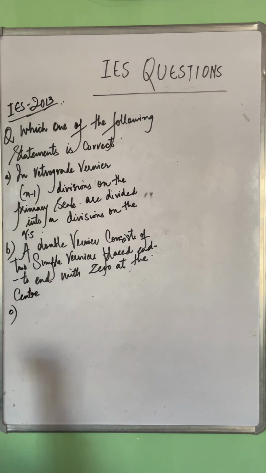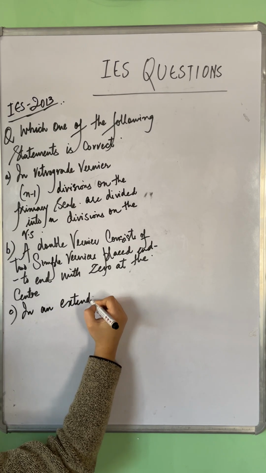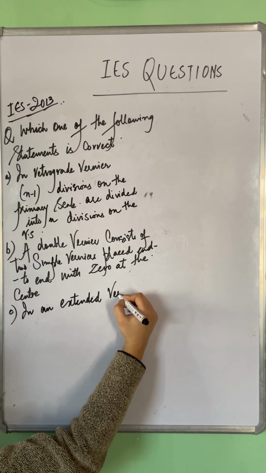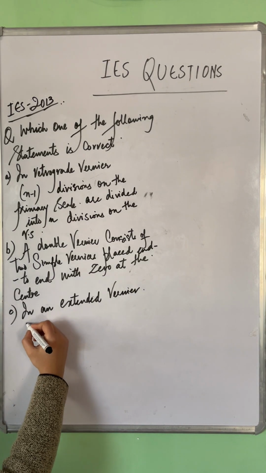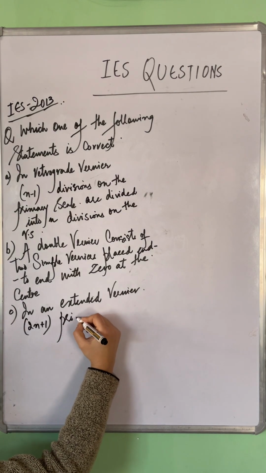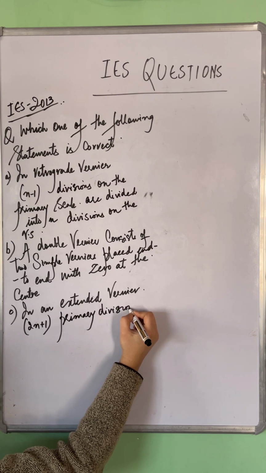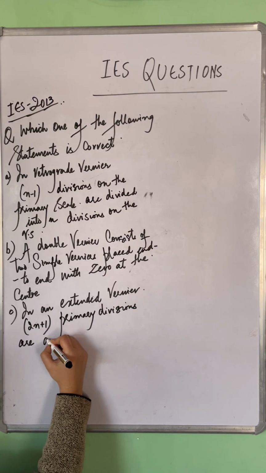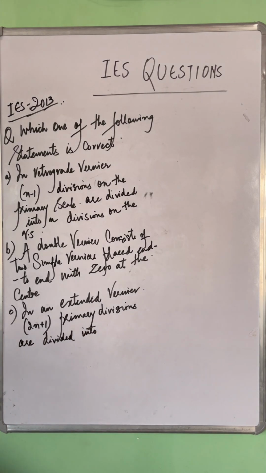C. In an extended vernier, 2n plus 1 primary divisions are divided into n divisions on the vernier.